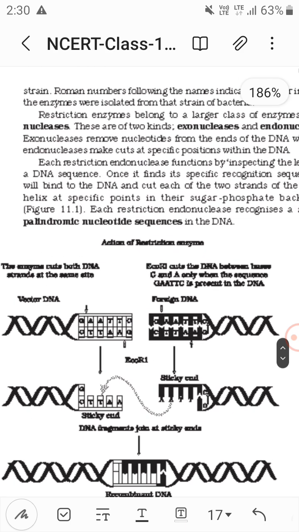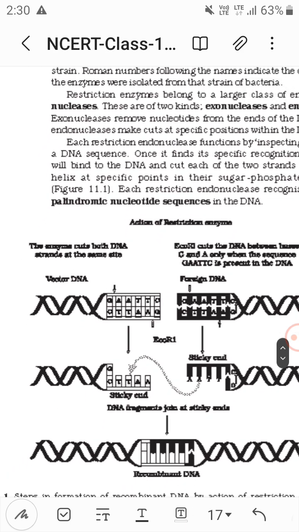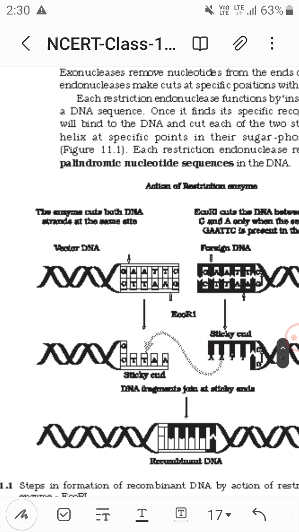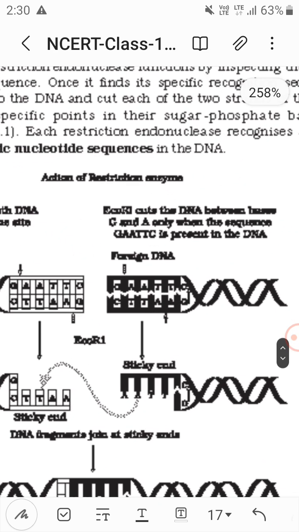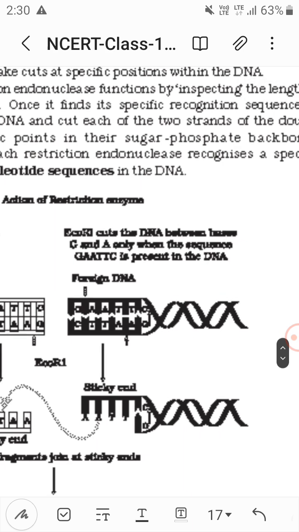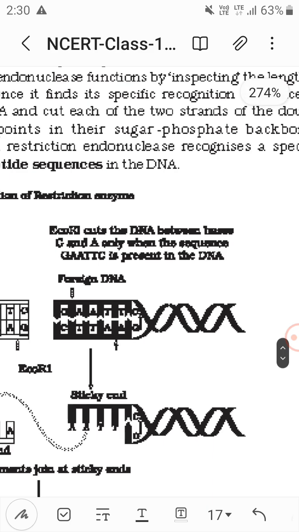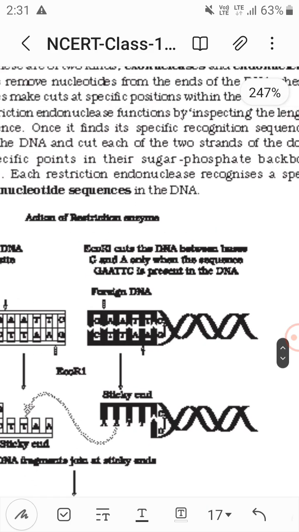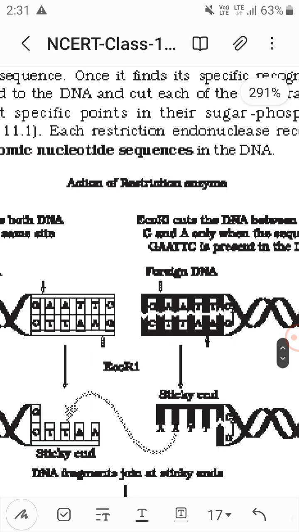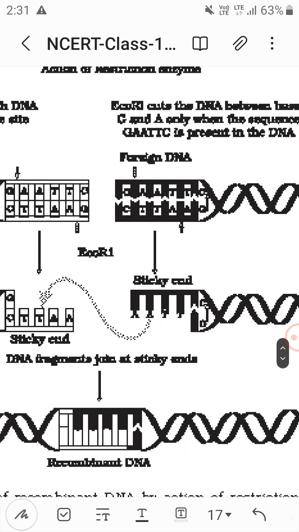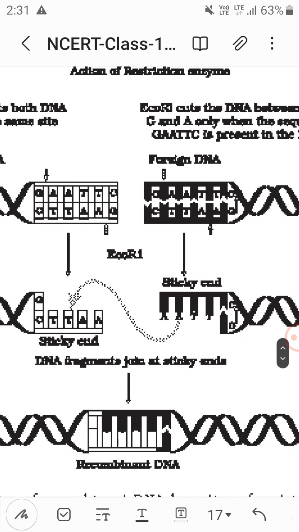So, action of restriction enzyme: the enzyme cuts both DNA strands at the same sites. Let's take the vector DNA. On the other side, EcoRI cuts the DNA between bases G and A only when the sequence GAATTC, which is a palindromic sequence, is present in the DNA. You see, foreign DNA. Now these are cut, and then both produce sticky ends, foreign DNA and vector DNA.